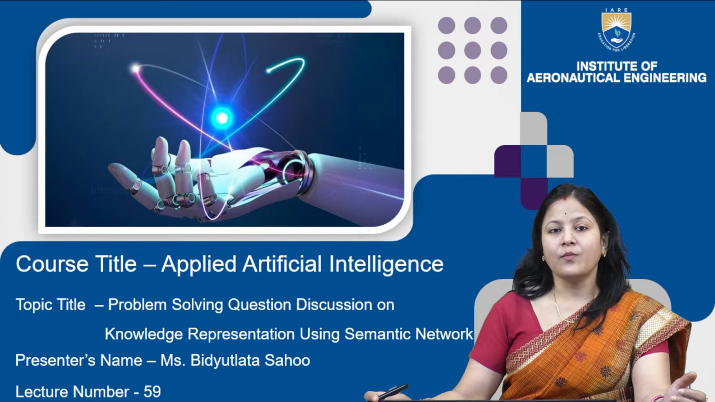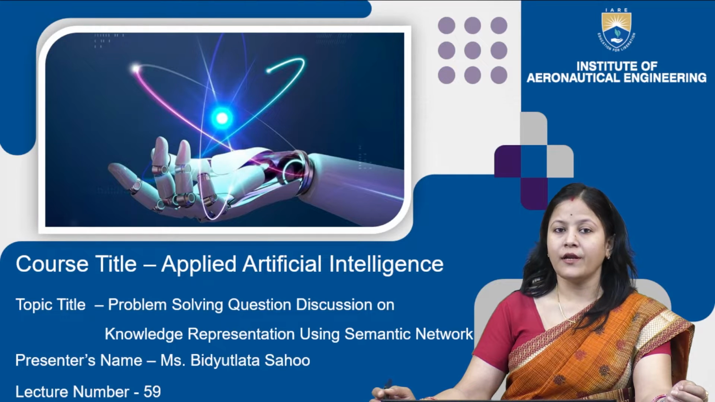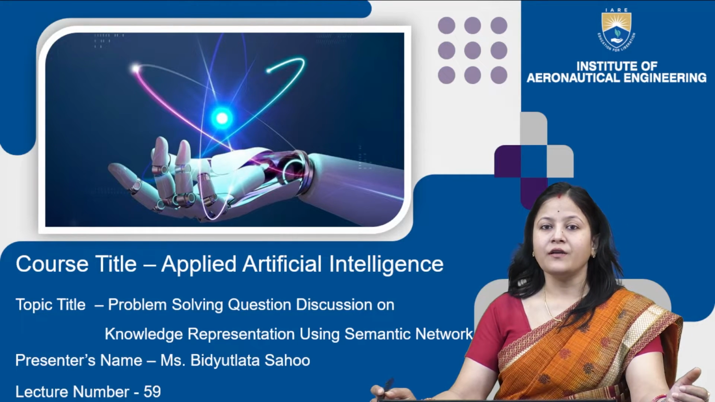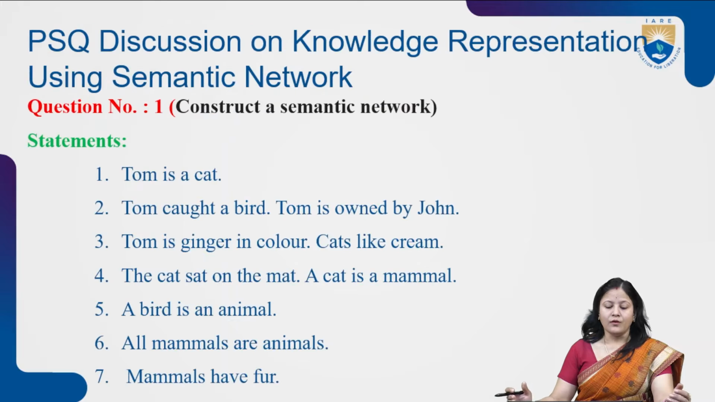Today I am going to discuss the problem-solving question on knowledge representation using semantic network in the course Applied Artificial Intelligence. This is the course outcome. After the completion of the course, students can discuss the appropriate search strategies and the knowledge representation techniques to implement inference mechanisms for AI-based problem solving. Today we'll solve some problems so that students will not face any problem during the exam, on how to create the knowledge representation using semantic network.